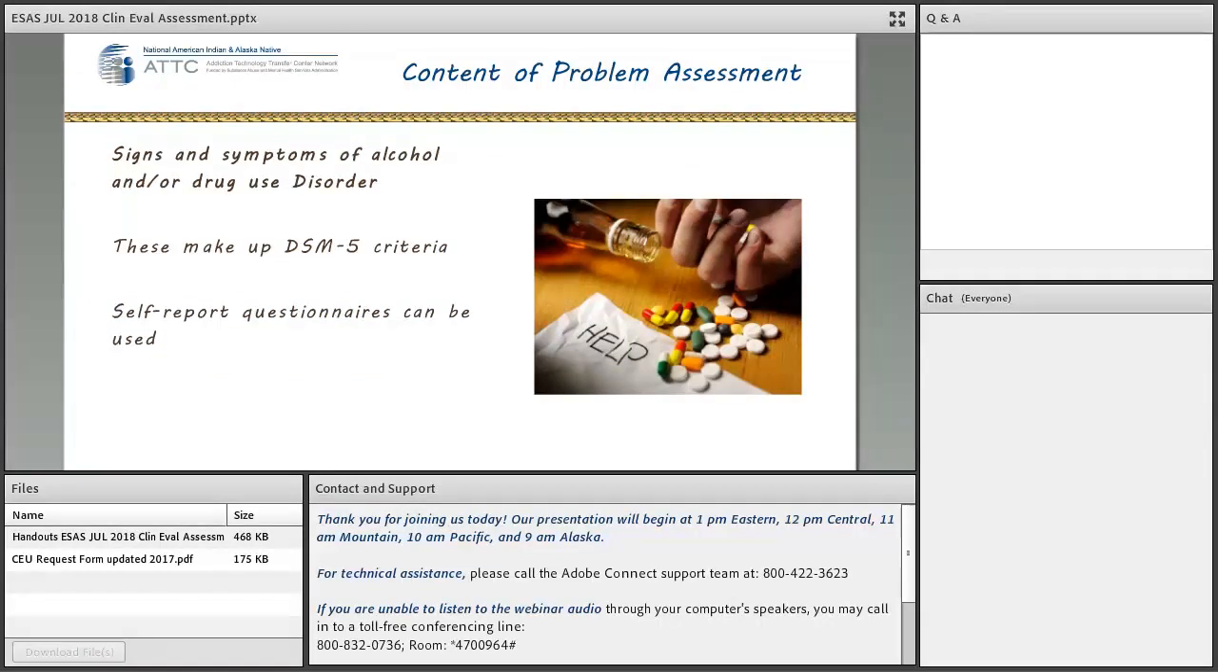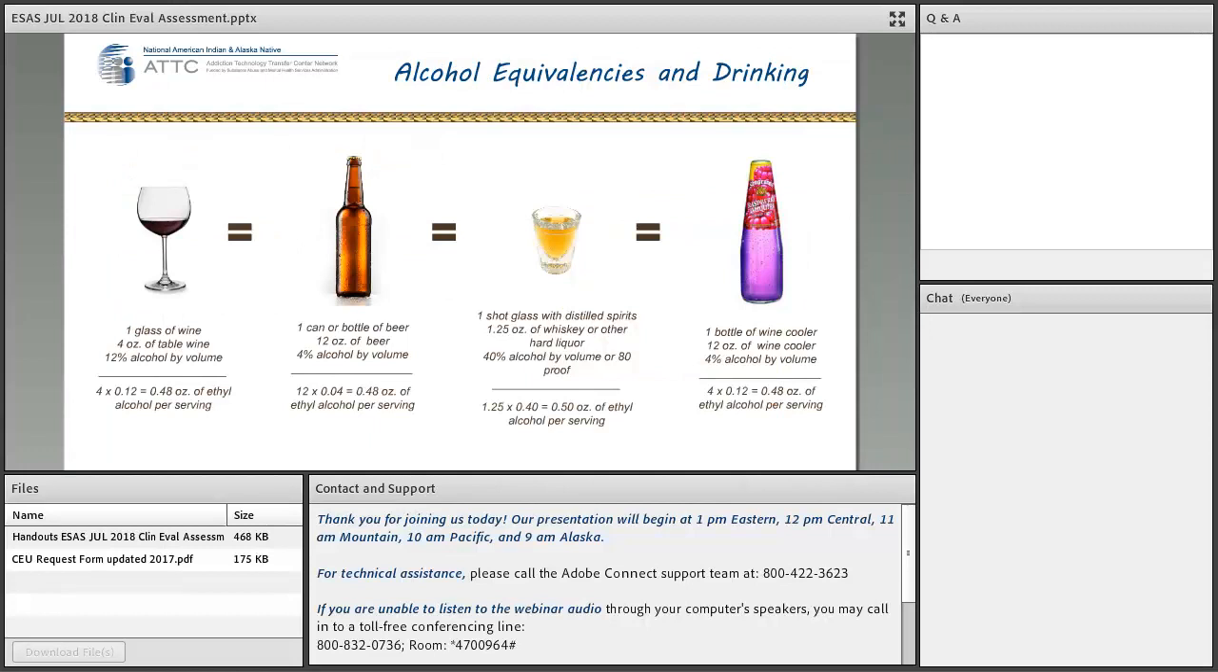Signs and symptoms of alcohol and/or drug use make up the DSM-5 criteria. Self-report questionnaires can also be used. During the assessment, a client comes in and says they've had a glass of beer or a bottle of beer, maybe some liquor or wine, depending upon their choice. But remember that amounts do matter. One drink is not a large bottle, what some might call a man can, or a glass of liquor. If they have a glass and it turns out that each glass is 4 or 5 shots, you definitely need to count every shot as a drink.